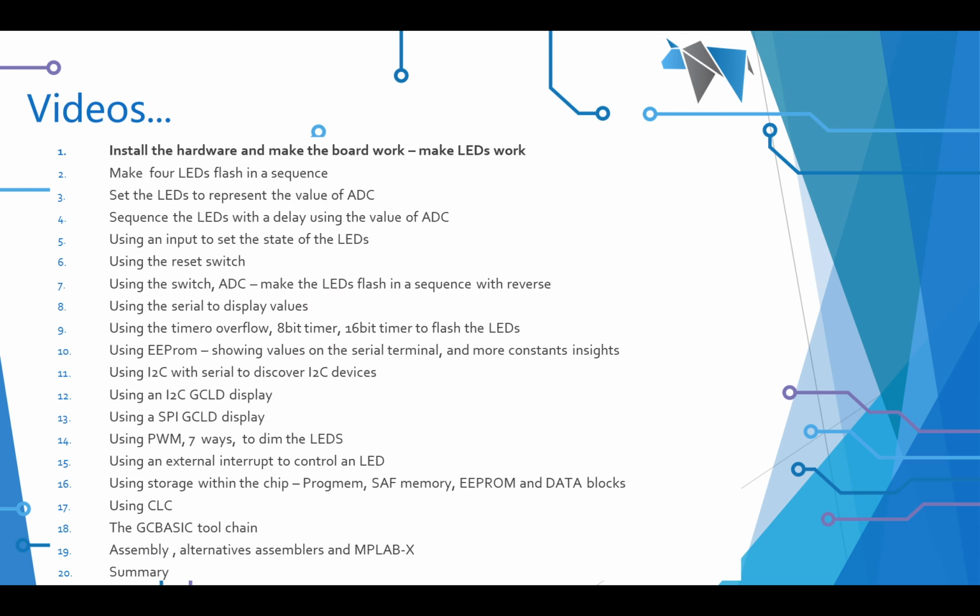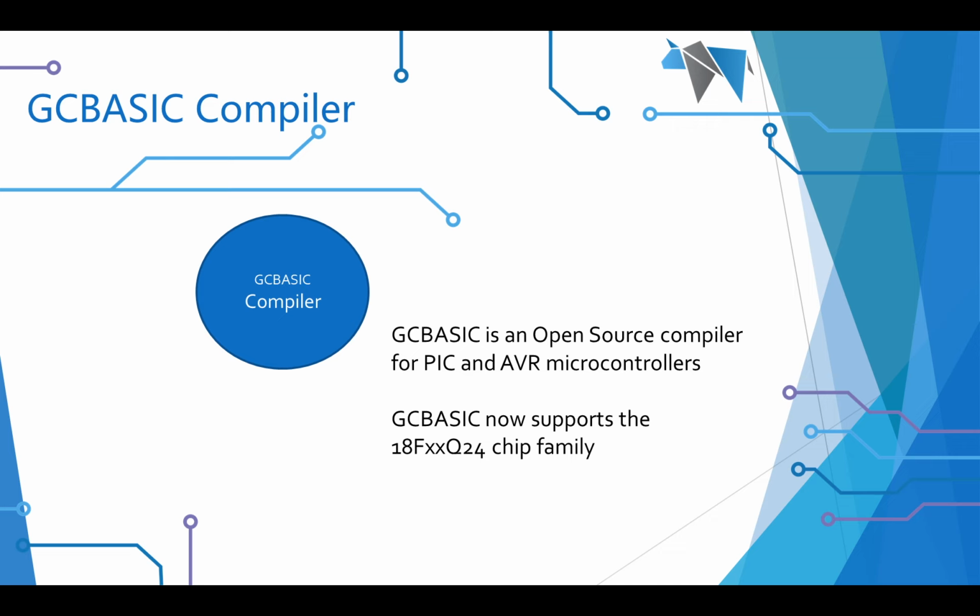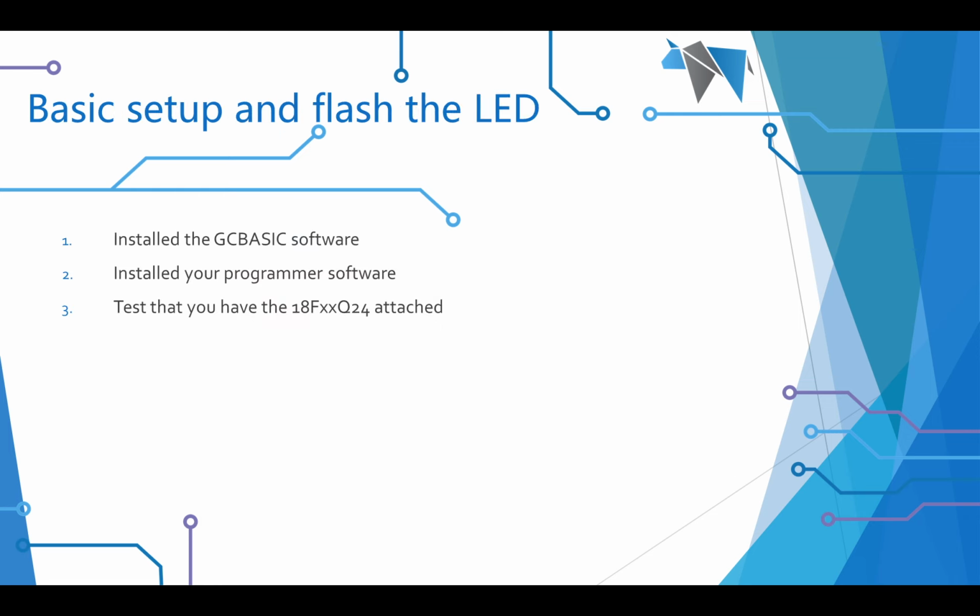So 20 videos. We're going to go from LEDs, ADCs, timers, protocols, communication protocols, PWM, memory, hardware. Lots to cover. GCBASIC is an open source compiler for PICs, AVRs, LGTs, and others, and we're going to prove that the Q24 chip family works. So what we're going to do is install some software, install a programmer, and just make sure things work.